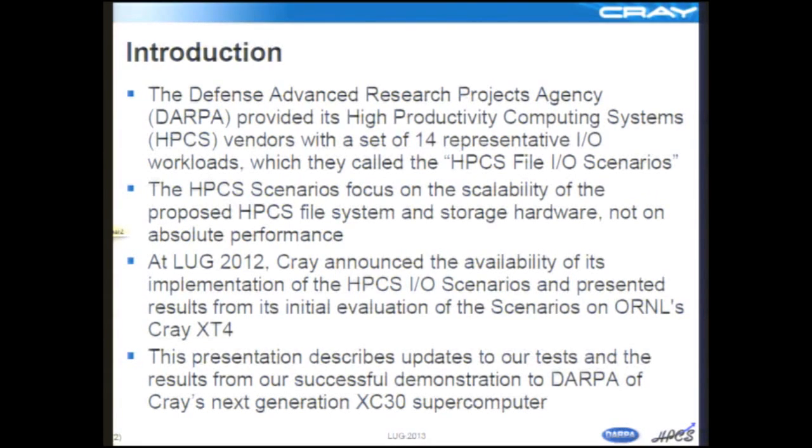We had to scale it in units of 1, 2, 4, whatever, so that you could see the scaling of the system. Because with peak performance numbers, it's too easy to fudge numbers. They just wanted to see how things scaled. So as I said, last year I introduced what the scenarios were about, and what I promised is I'd come back and tell you what we did to get this ready for the DARPA demo that we gave in October. And we successfully demonstrated the XC30, which is our new supercomputer based on the Aries network, to DARPA last fall.